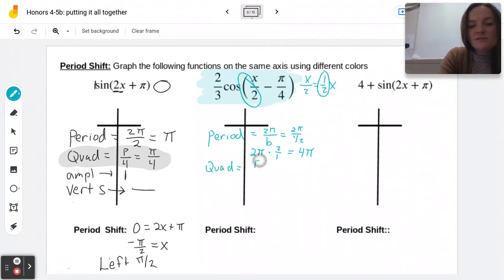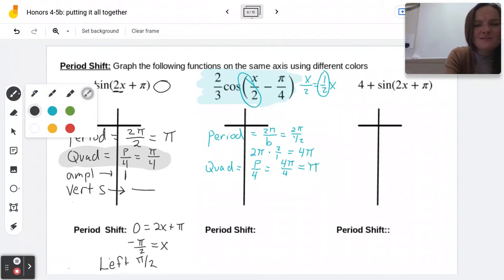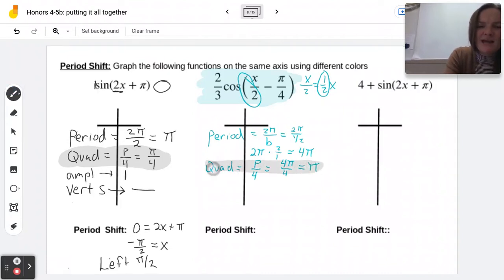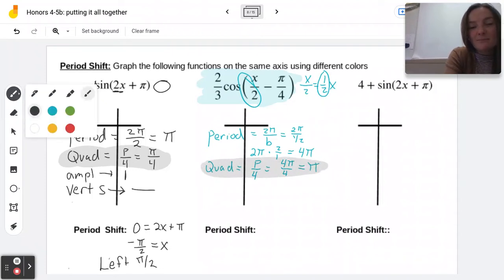The quadrant is always the period divided by 4, and so our period is 4 pi. Divide by 4, and our period is pi, which is probably the most important piece of information typically, but we already have a scaling, so unfortunately, to save paper, we're not going to be scaling it by pi. We're going to have to work with what we have.